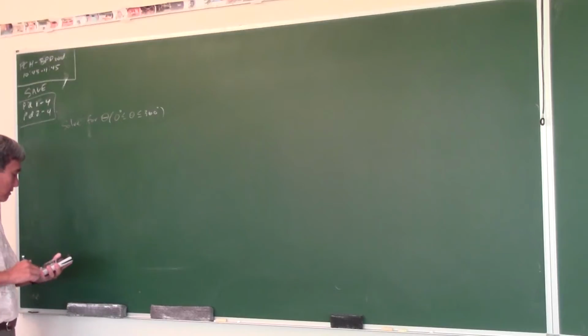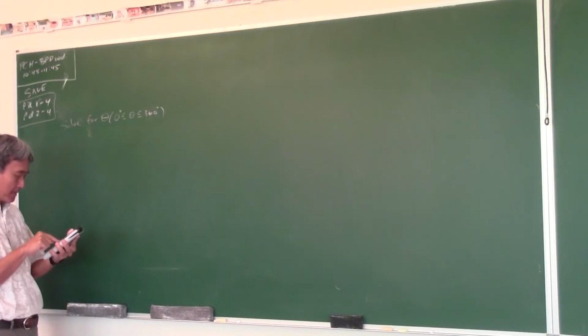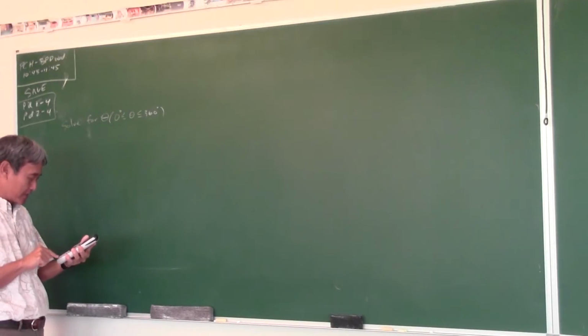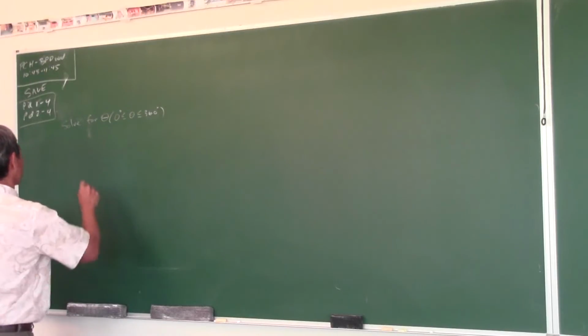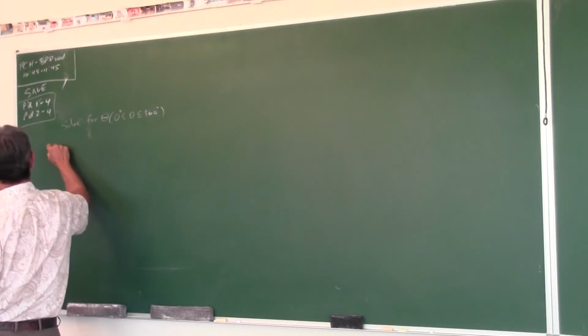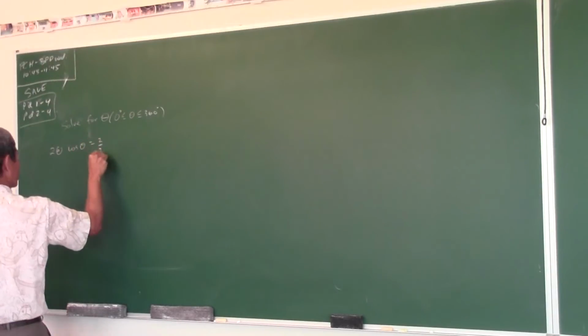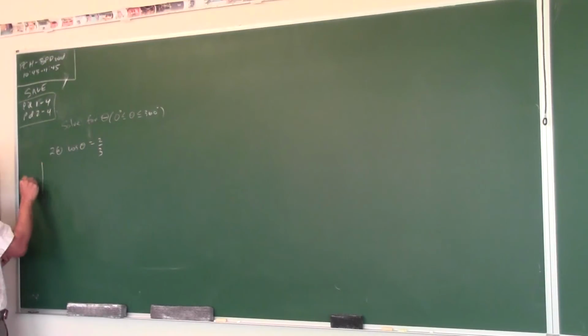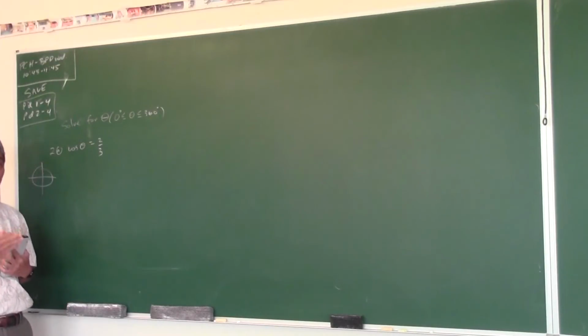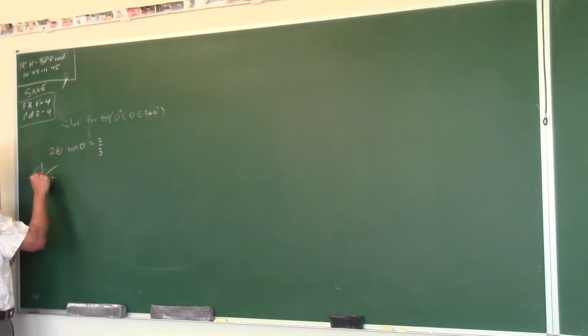Okay, so here we go. Let me make sure I'm in degree mode, so I'm going to change it. Okay. So here's the first problem. 2 cosine theta is equal to 2/3. Now, this is a positive number. So the first thing you ask yourself: cosine is positive in what two quadrants? First and the fourth. So there's going to be two answers.